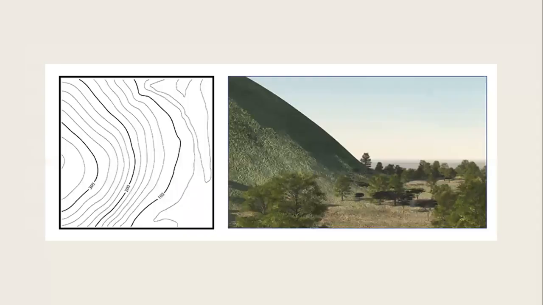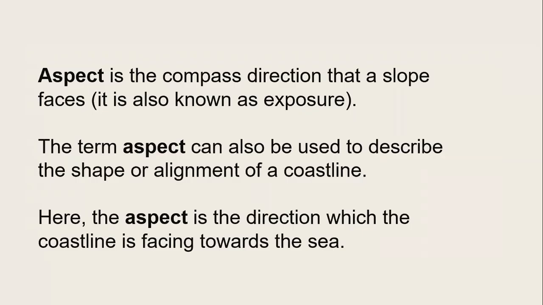So we discussed DEM and slope. The next class, I said, it is a prerequisite lesson for raster analysis, where we are generating, based on DEM data, the slope, aspect, and all those things. Aspect is the compass direction that slope faces. It is also known as exposure.